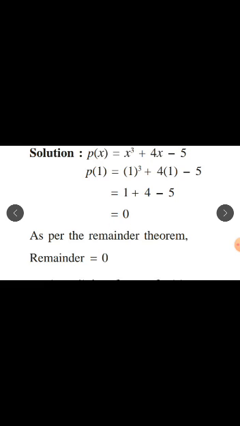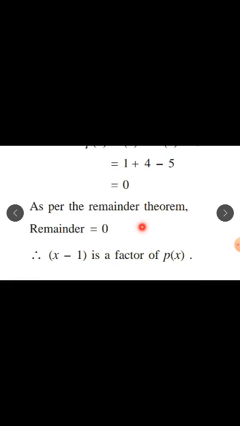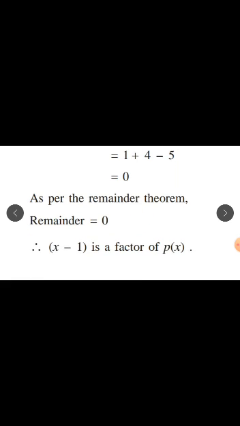p of 1 equal to 0. As per the remainder theorem, p of 1 is your remainder and the remainder is 0. Therefore, x minus 1 is a factor of p of x. x minus 1 is your divisor, and here the remainder is 0. Therefore, this divisor x minus 1 is a factor of p of x. Understood?